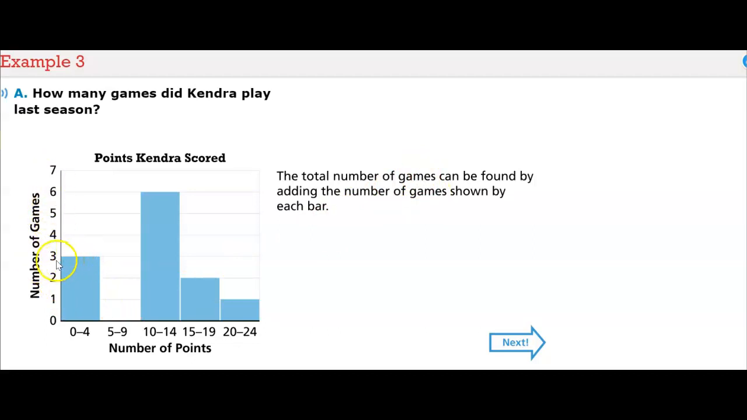So this bar represents 3 games. This bar represents 6 games. This bar represents 2 games. This bar represents 1. So you add them all up and you get 12. So she played in a total of 12 games. And that's how we were able to use that histogram to answer the question.